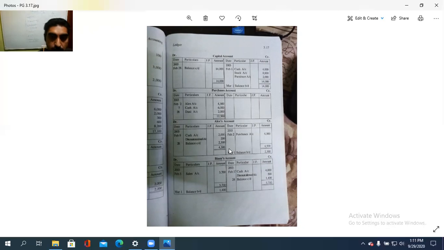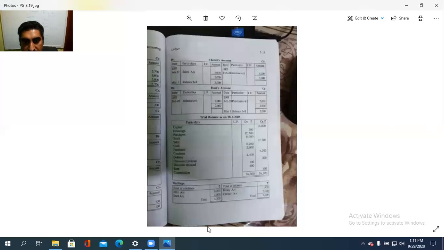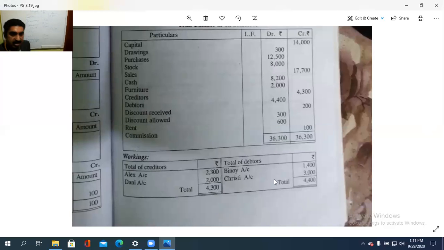So the difference is 2,300. And Binoy, that is the sale, that is cash account debit, discount allowed account debit to Binoy 4,300. And there is a sale of 5,700. Take the difference 1,400. So that too we total up, and there is a debtor and also a creditor. So creditor, who is that? Credit purchase of goods. Who purchased that? Alex purchased and also Danny purchased, isn't it? So that too comes to 4,300.